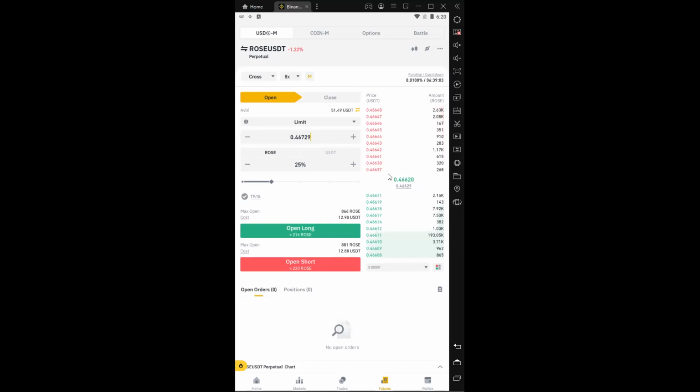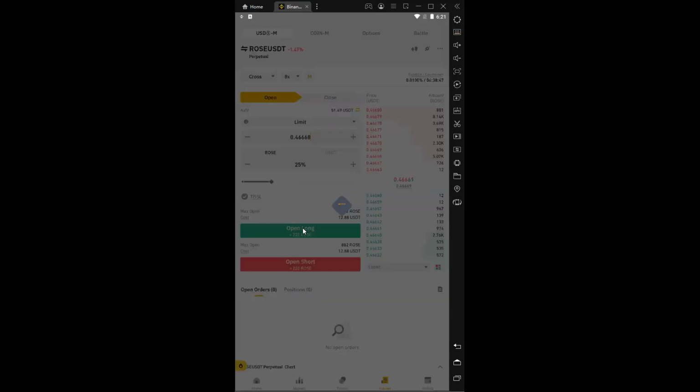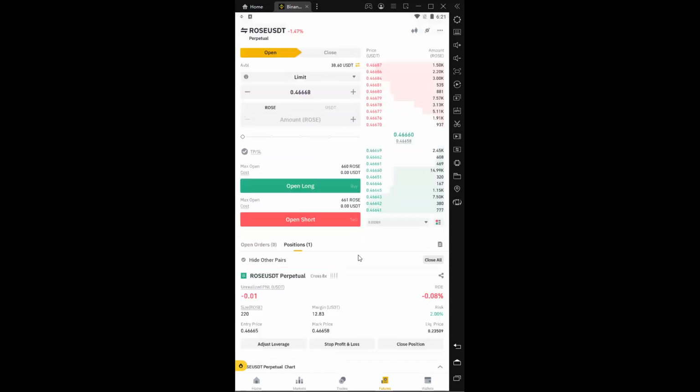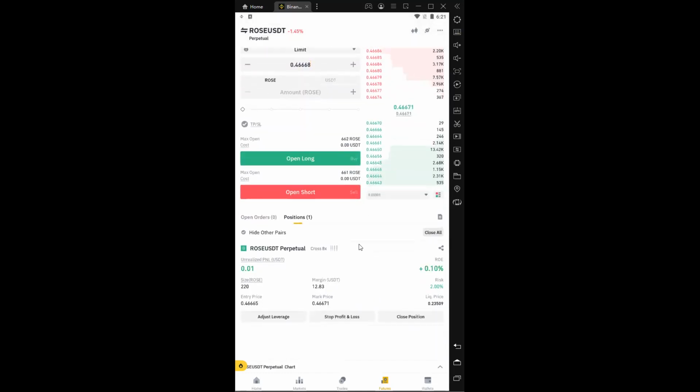So if there's an increase in this coin, I'll be gaining. Shorting a coin means if there's a dump in this coin, I'll be making a profit. So there's a difference. I'm longing this coin at this price, so I select this price and I open a long. It will create a position.